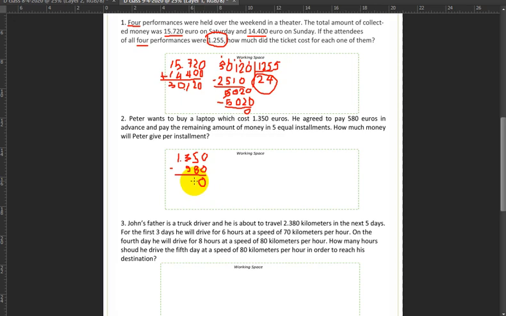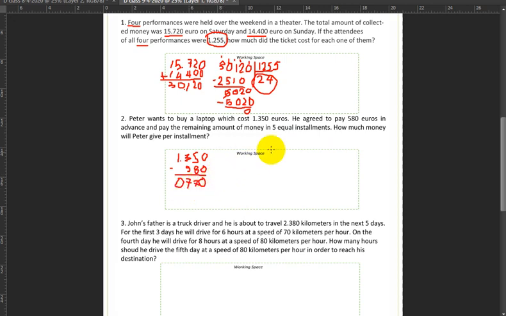And we're going to get 0, we're going to get 7, we're going to get 7, right? Yep, and 0. So 770. He takes this money, divides it up into 5 equal payments, and that's what he's going to pay. So how much money is each payment going to be?